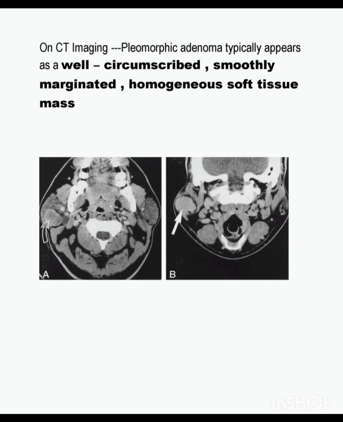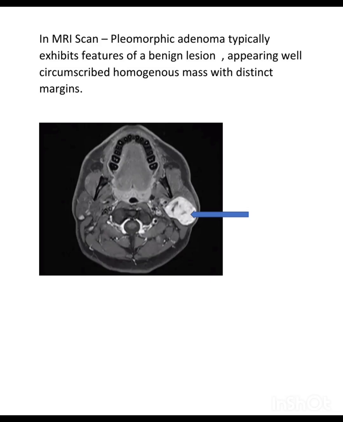Now, let's explain the CT imaging. In CT, pleomorphic adenoma typically appears as a well-circumscribed, smoothly marginated and homogeneous soft tissue mass. Up next, we will look at the MRI scan. In MRI, pleomorphic adenoma usually shows the features of a benign lesion. It appears as a well-circumscribed homogeneous mass with clear and distinct margins.